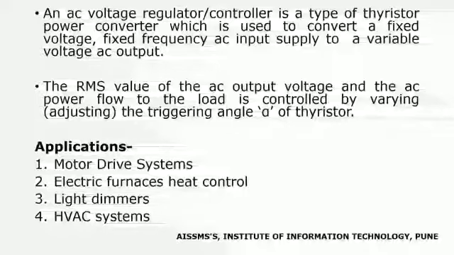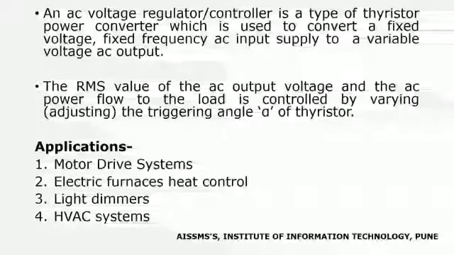For converting a fixed voltage to a variable voltage, the regulator uses power electronic devices such as thyristor or triac. The RMS value of the AC output voltage and the AC power flow to the load is controlled by varying the triggering angle or firing angle alpha of thyristor.